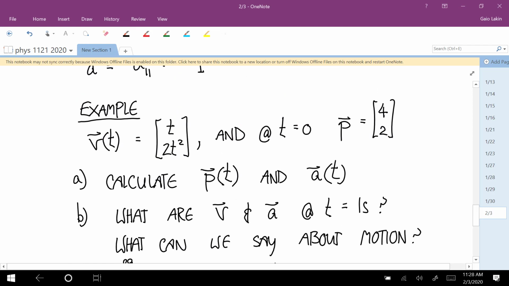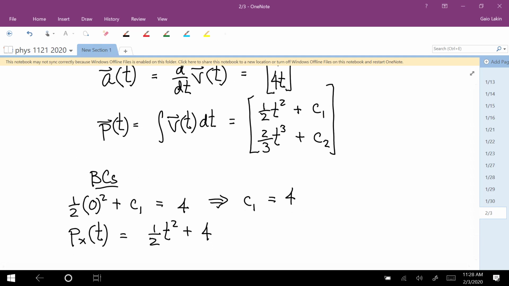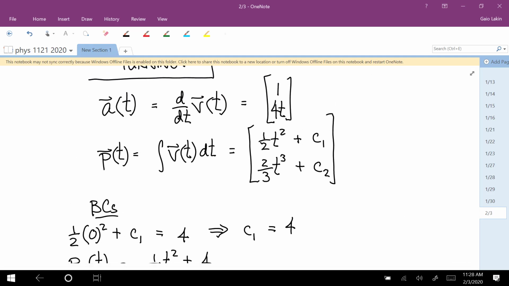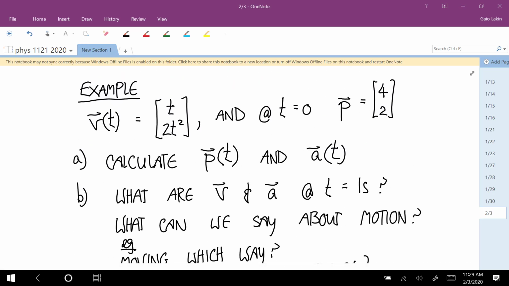What this says is when time is equal to zero, px is equal to 4. So we'll put 0 in place of t in the equation and put 4 in place of p. This equation says px is equal to 1/2 t squared plus c1. So set t equal to 0 and set px equal to 4. And now we'll do it for the y equation. The y equation says set t equal to 0, set py equal to 2.